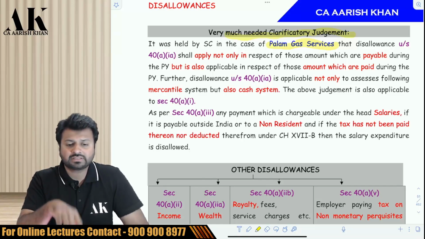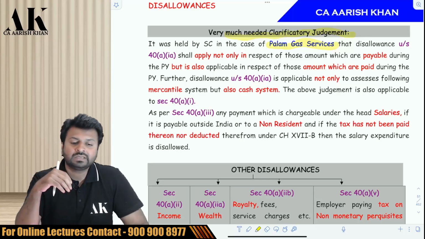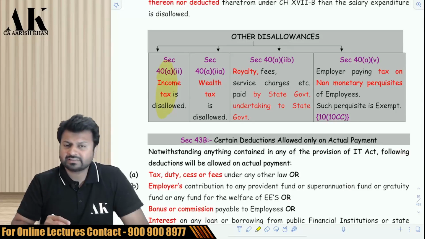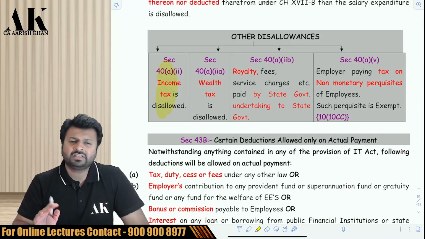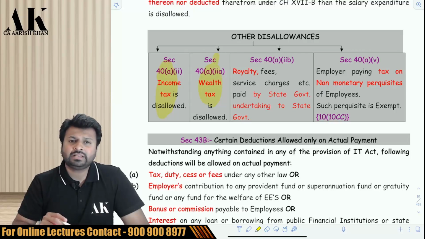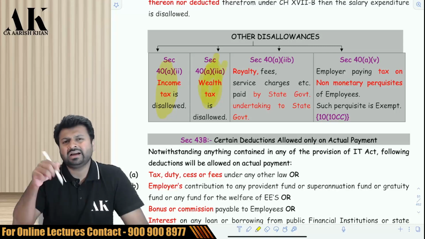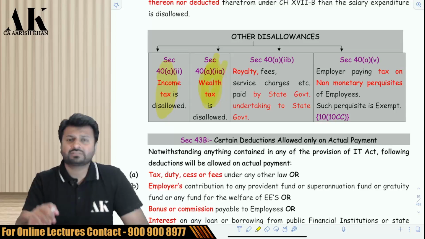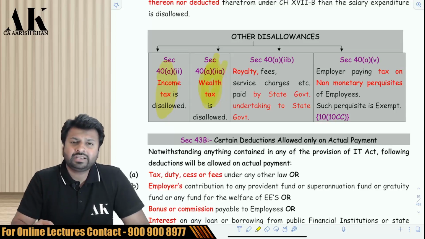Okay, I hope it is clear to you. It's an important one, very important one. Now there are certain small disallowances. Let us talk about them one by one. First of all, income tax is disallowed, including the surcharge and cess and everything. Wealth tax is also disallowed under section 40(a)(ii)... income tax disallowed under 40(a)(ii), wealth tax disallowed under 40(a)(iia). Even though in India today the concept of wealth tax is not there, you can pay wealth tax globally also. Anywhere you pay, including India or outside India, it will be disallowed.